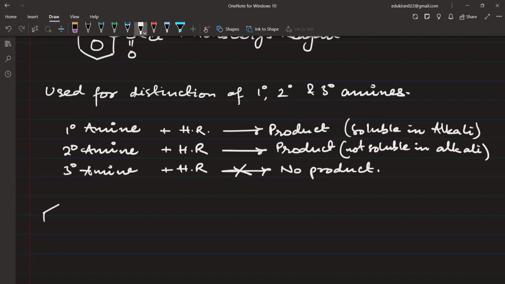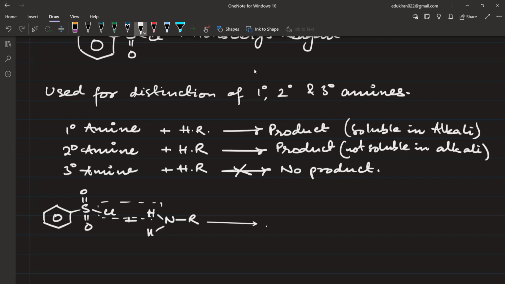Now look at the reaction. You have benzene ring, S double bond O, chlorine, plus hydrogen bonded to nitrogen, which has one more hydrogen and is bonded with R group. This is primary amine. In primary amine, this HCl leaves.